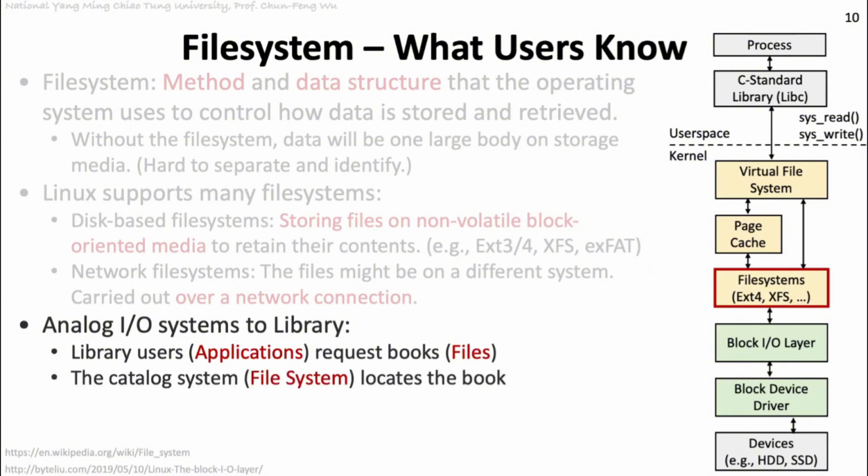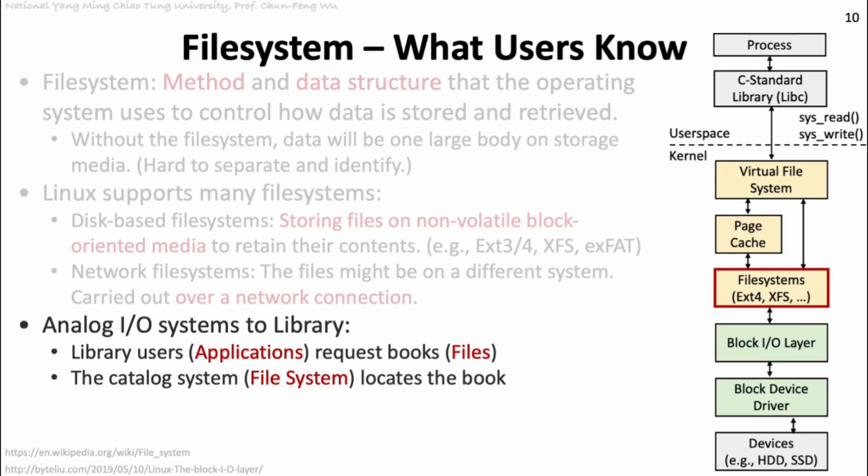So the file system is just like the catalog system. Say I'm going to find a book. I know the title of the book, I know the author of the book, and I know when the book was issued, for example. Those kinds of information are stored in the catalog system. And then we can use this information to find where the book is, right? We can use the author's name, the title, or the date to do the filtering and get the books by using the catalog system.